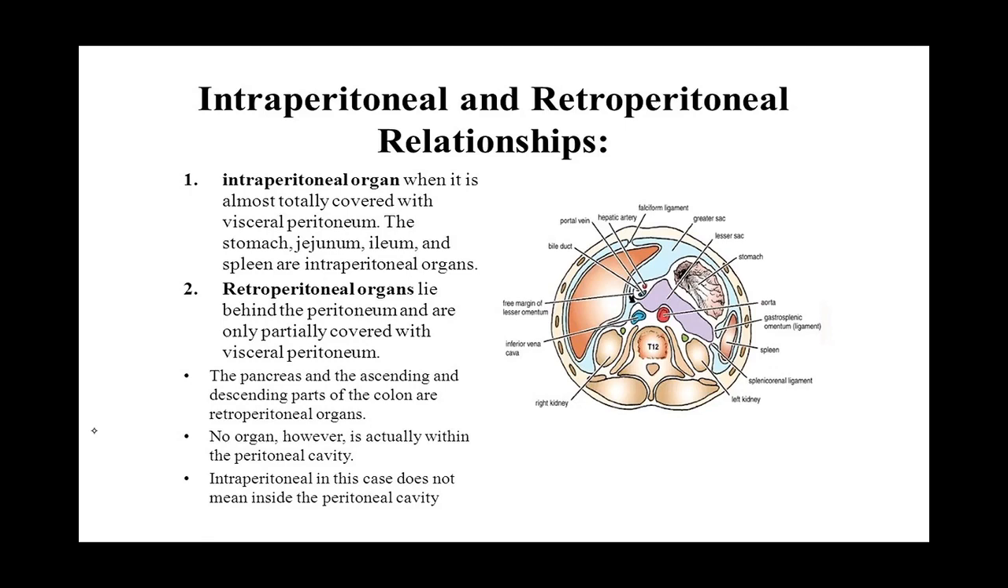No organ, however, is actually within the peritoneal cavity, because if you have an organ, then it is covered by visceral peritoneum. Even though it is submerged within that cavity, it is not actually inside the cavity per se in the true sense, because it is lined by visceral peritoneum. But however, these organs are described as intraperitoneal structures.